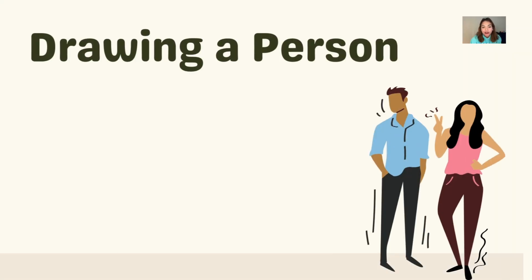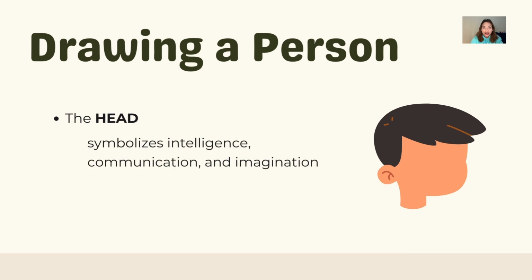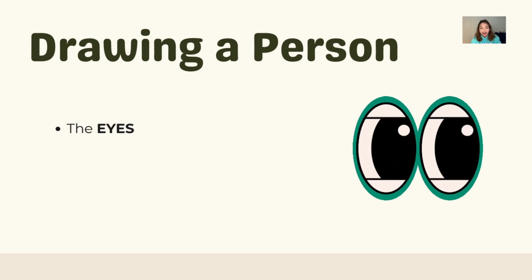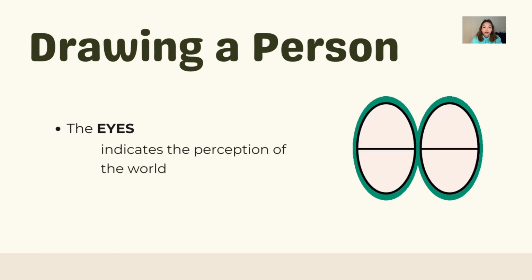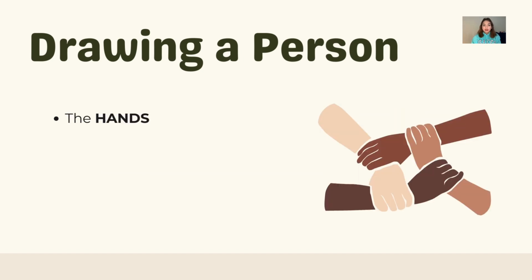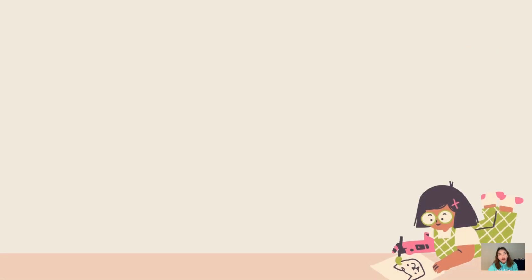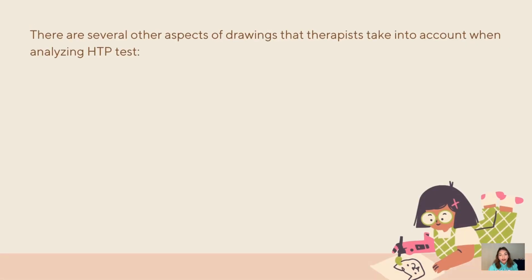So, drawing a person, the person is a symbolic representation of the ideal self and one's social interaction. The head symbolizes intelligence, communication, and imagination. The eyes indicate the client's perception of the world. And the hands give information about affectivity and aggressiveness. There are several other aspects of drawings that the therapists take into account when analyzing HTP tests.